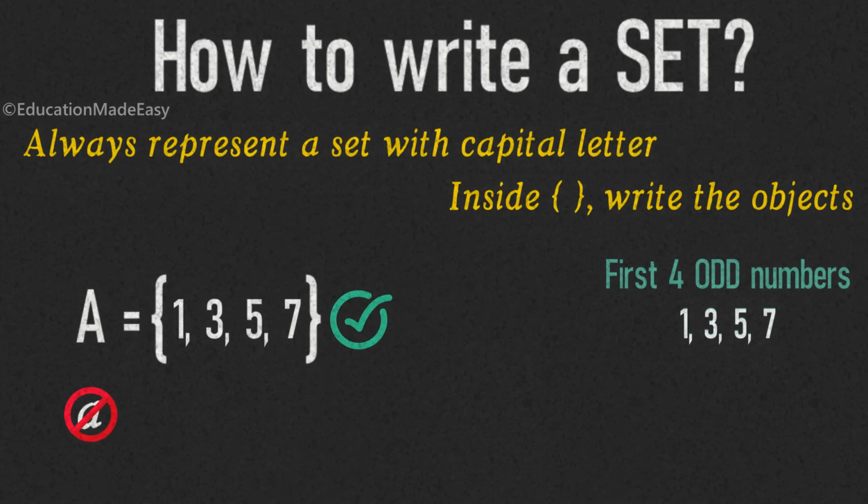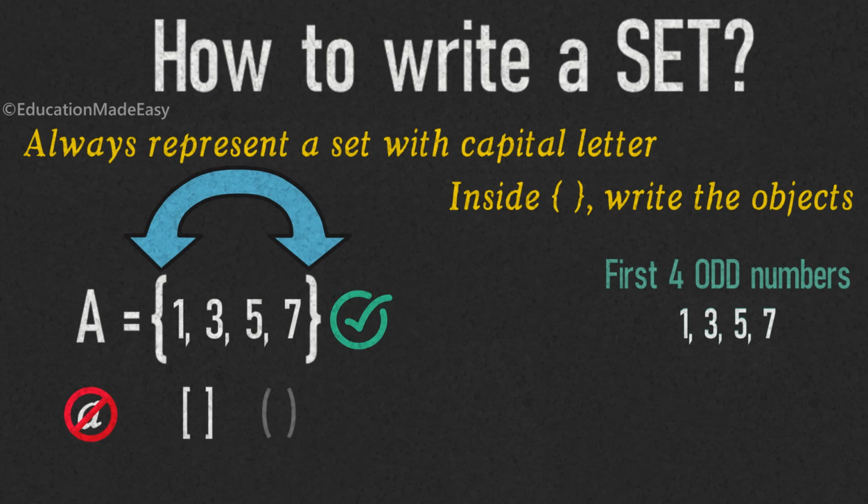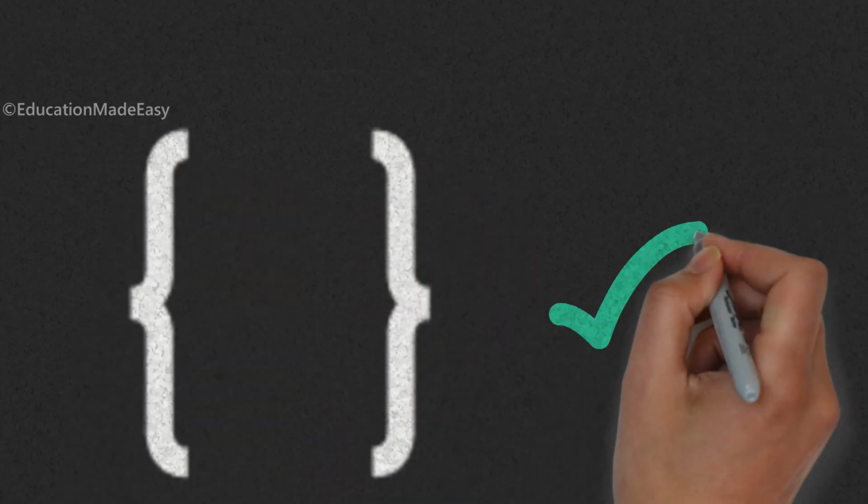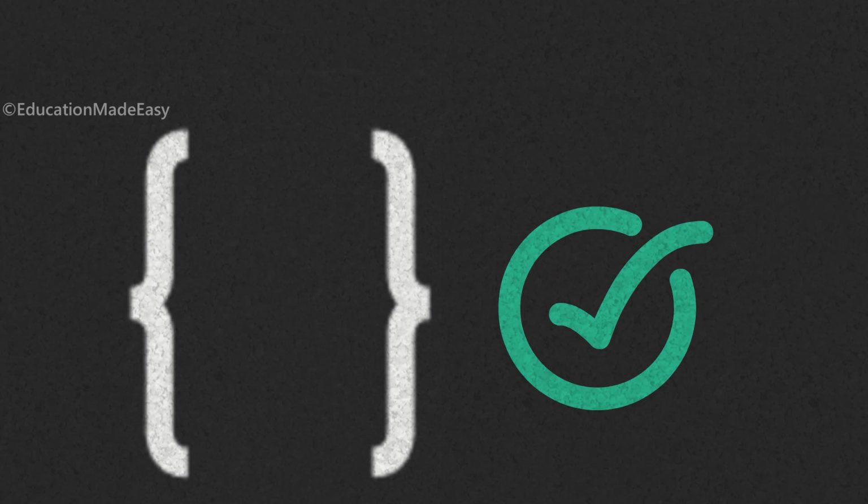Always write the objects, or elements of a set, inside these curly brackets. The usage of square brackets and round brackets is not allowed while writing a set. Remember, always write the elements inside curly brackets while representing sets. This is the correct method of writing a set.